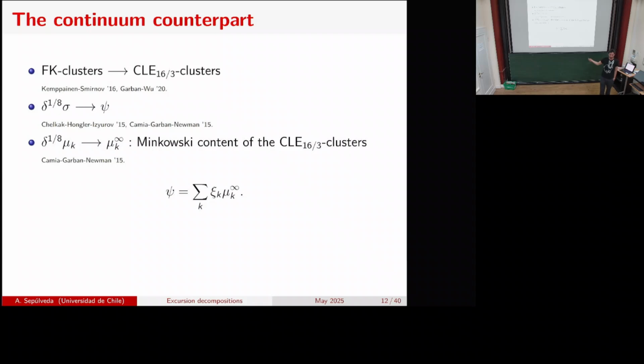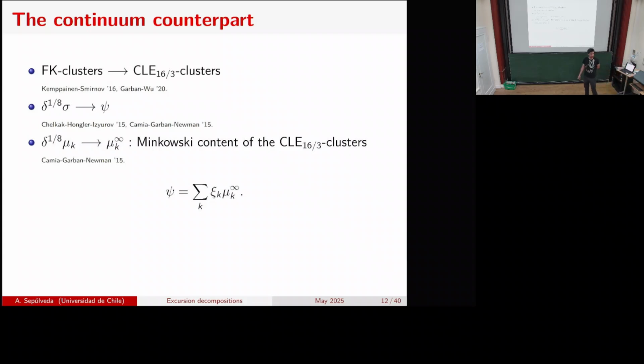So FK clusters, meaning the clusters of the excursion clusters, are converging to CLE 16/3 clusters. So this was work by Benoist and Smirnov in a paper which many suffered to read at the beginning. So Garban and Wu rewrote the proof in a much simpler way.